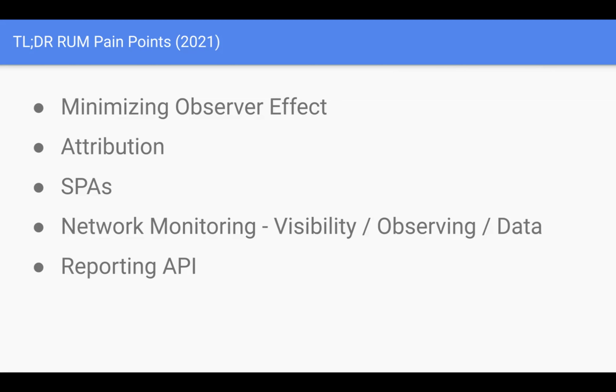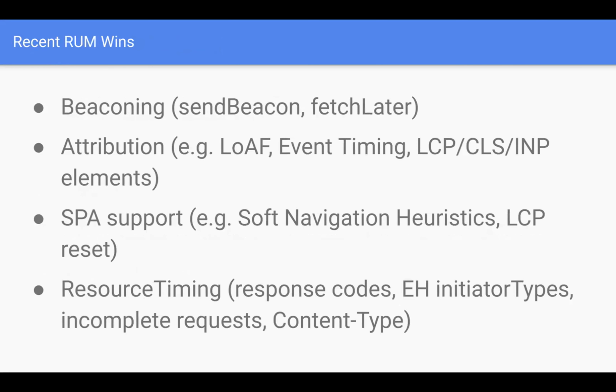We talked about wanting to get better understandings of single page apps. A lot of our customers have SPAs and a lot of the APIs are not geared towards SPAs. A lot of discussions around network monitoring, so visibility into cross-origin iframes, being able to observe things better, more efficiently, the types of data you would want from resource timing, things like content type, content encoding, etc. And a little bit about the Reporting API. Since then, in the last few years, I think we've made some pretty good progress on a lot of the things that the RUM community finds helpful. So, we've seen a lot of good improvements from things like sendBeacon and fetchLater.